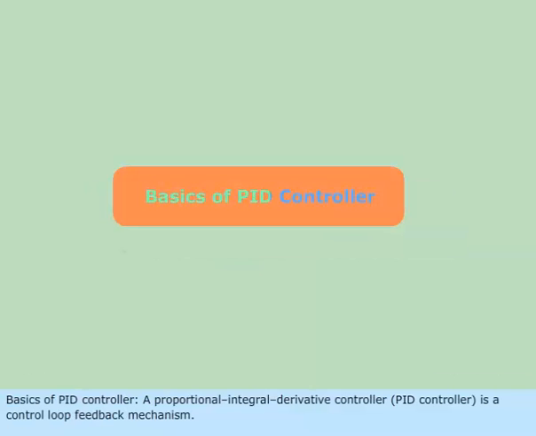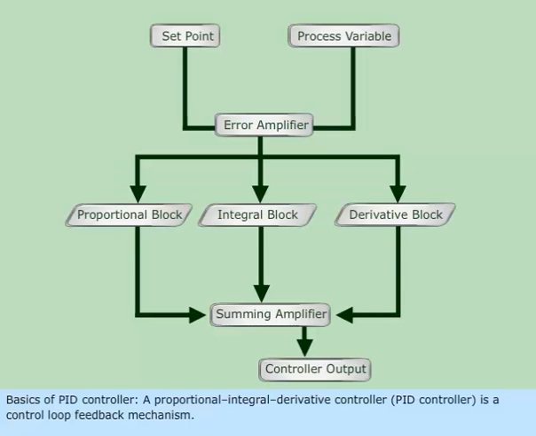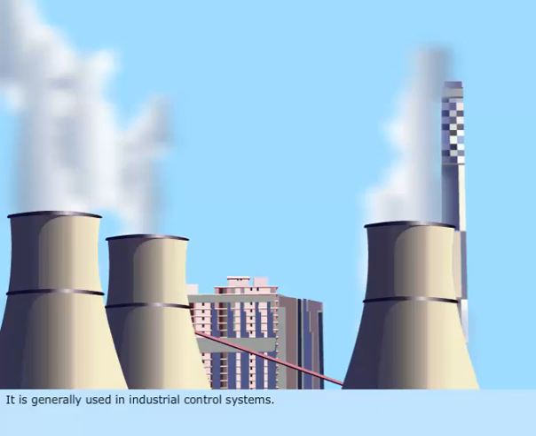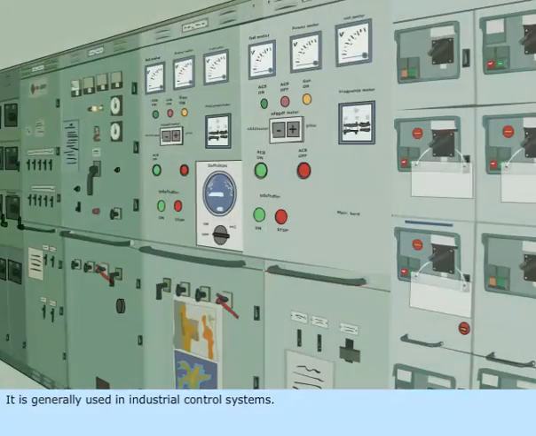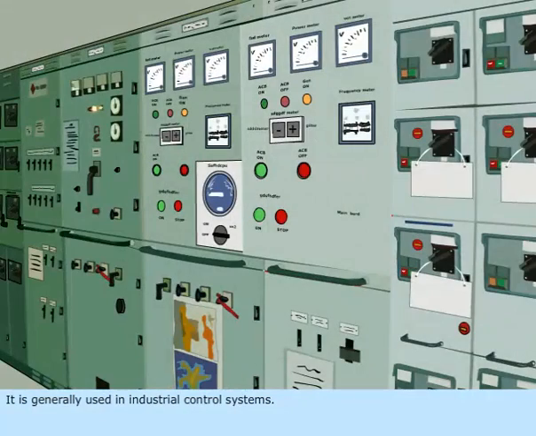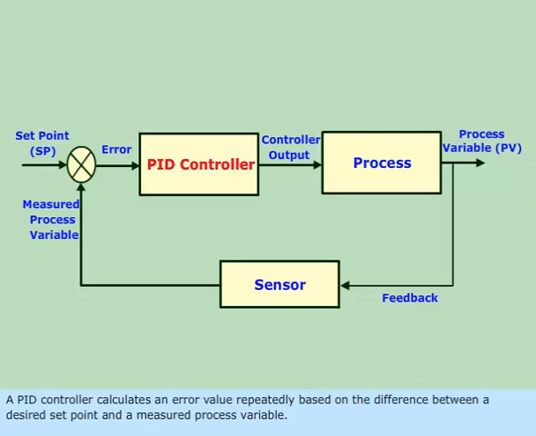Basics of PID controller. A proportional integral derivative controller, PID controller, is a control loop feedback mechanism. It is generally used in industrial control systems. A PID controller calculates an error value repeatedly based on the difference between a desired set point and a measured process variable.